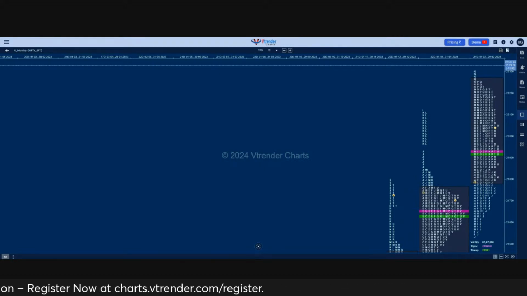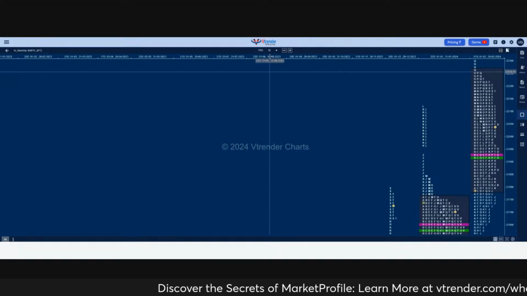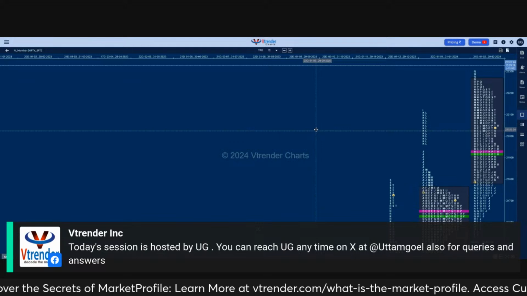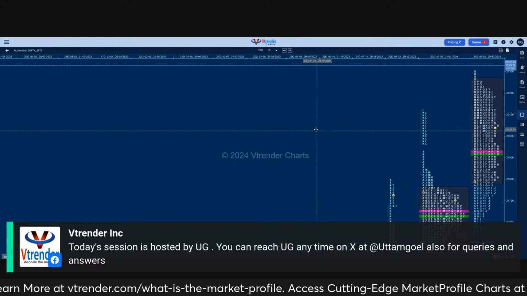So what you have on screen right now is the monthly market profile chart of Nifty Spot. I have increased the TPO size to 12 so that we can see the chart in one screen. Otherwise, the recommended TPO for a monthly chart would be 4 or 6.